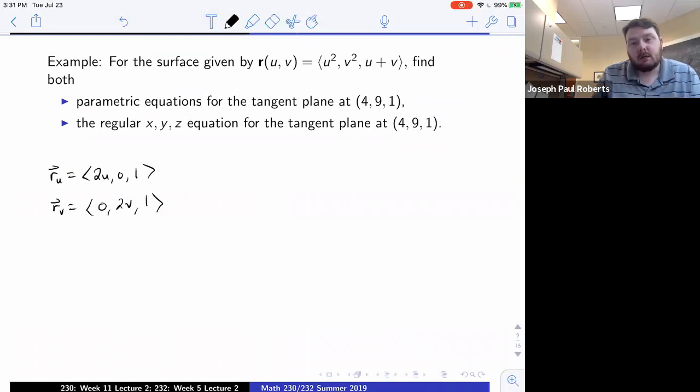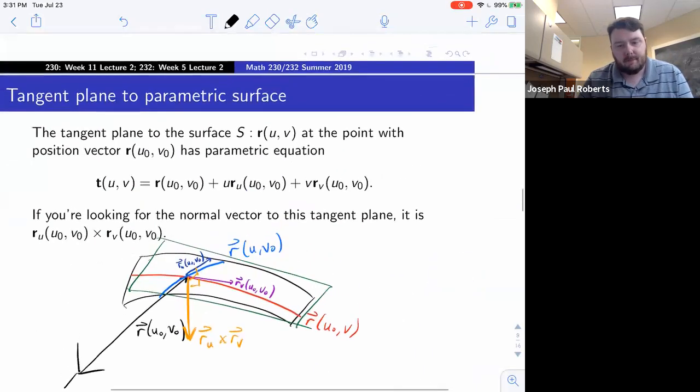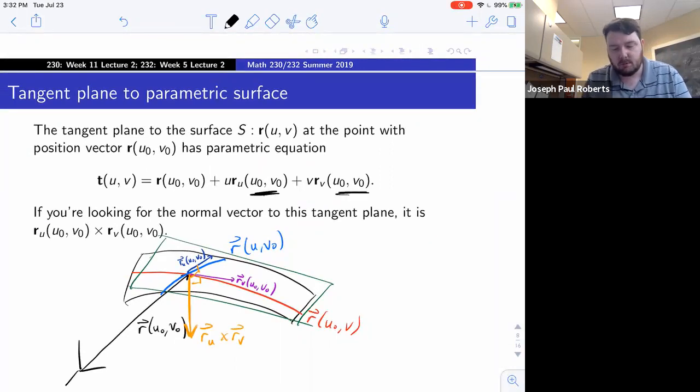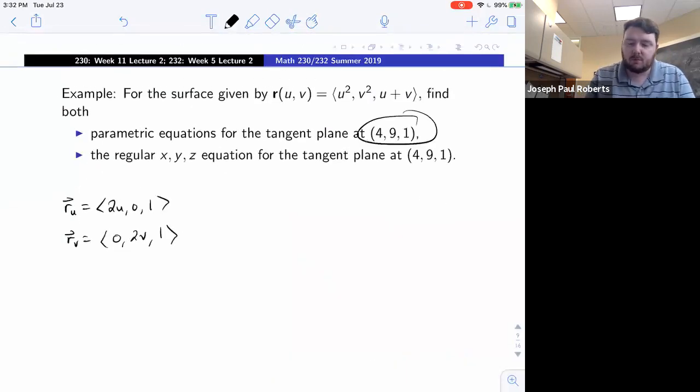Okay, so r_u. I haven't really defined this yet, but it's basically just what we did for r prime of t. You just take the derivative of each component, except now we're talking partial derivatives with respect to u and v. So do your partial derivatives of each component. And so I need to plug in, notice up here, u naught, v naught into these derivatives. So is u naught, v naught 4, 9, 1? No, 4, 9, 1 is xyz. So I have to do something that we had to do a lot back in chapter 13, which is find which parameter value spits out this given xyz coordinate. So essentially, I need to figure out what value of u and v makes u squared equal to 4, makes v squared equal to 9, and u plus v equal to 1.